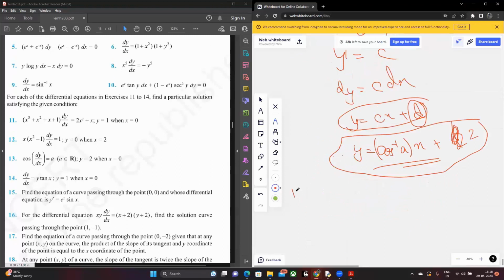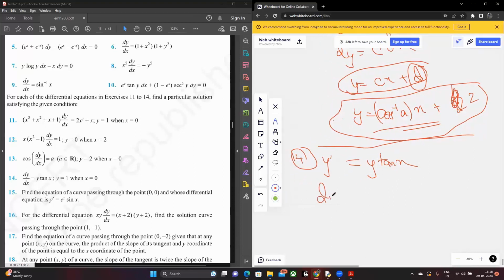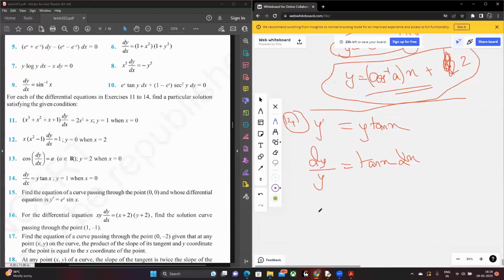Finally, 14, right? y dash equals y tan x. Same old: dy by y equals tan x dx, right? How do you integrate tan x? Again, it is by parts. And so you have ln mod y equals, that's what? Tan x into 1, standard result. Yeah, whatever. So you basically get ln mod secant x plus c.